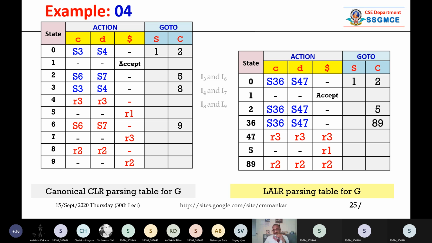So you can Google it. Bison is nothing but a variation of the YACC tool. So you can provide the grammar directly as an input to the YACC program or a Bison program, and you will directly get the parsing table.